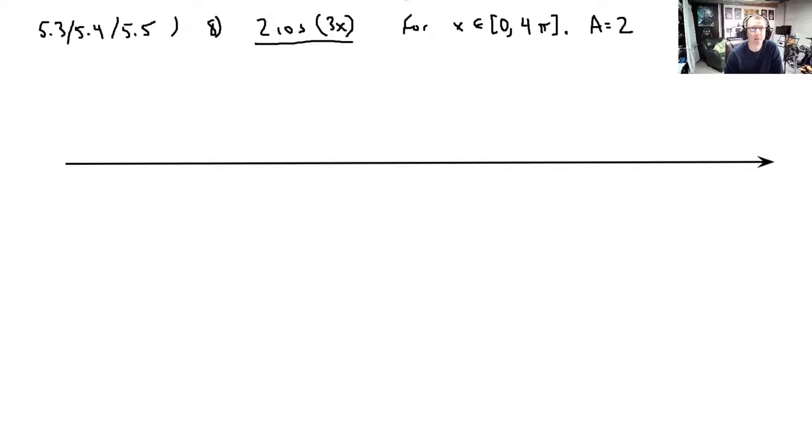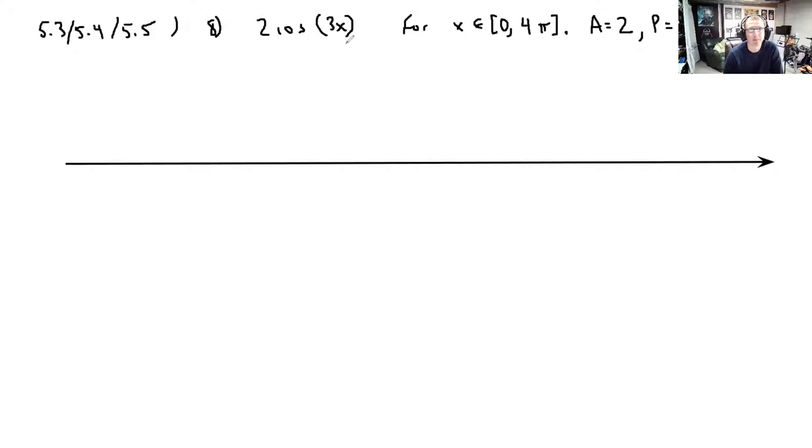Okay. And what is the period? The period for cosine and sine and tangent, there's a nice little formula for that. You take the normal period. So for cosine, that's 2 pi. And for sine, that's 2 pi. And you divide it by the multiple of x. So we're going to multiply or divide this by 3, which means the period is 2 pi over 3.